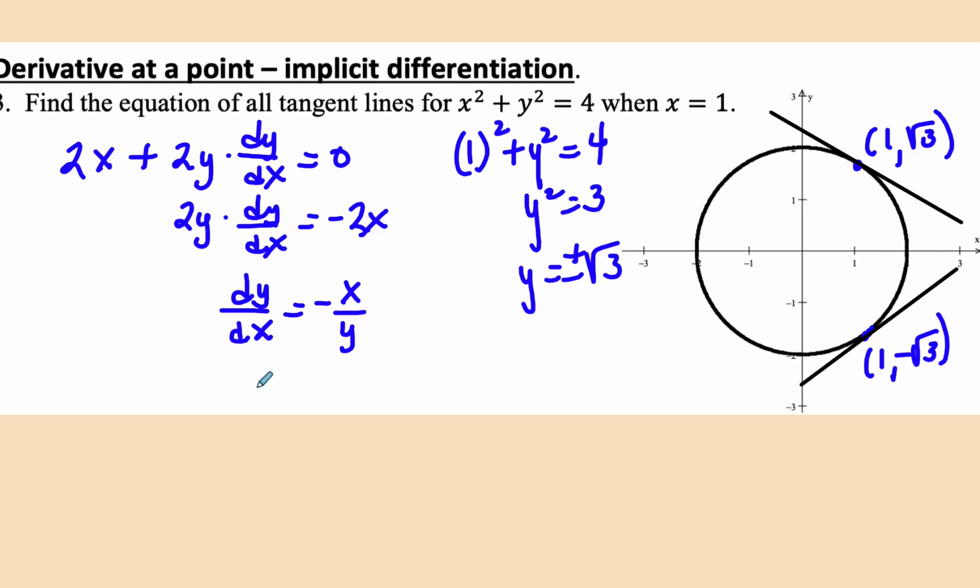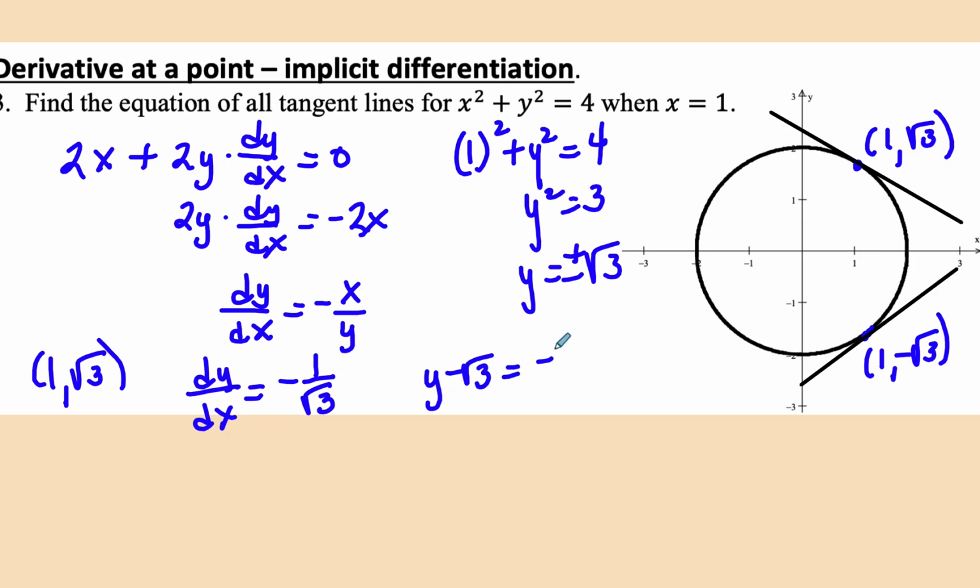And so now I want to find the slope over here for this particular line. So for the point (1, root 3), I want to find the slope. So dy/dx is equal to negative 1 over root 3. That's my slope. So now I can write the equation of the line: y minus root 3 equals negative 1 over root 3 times (x minus 1). And this is the slope for this line right here.